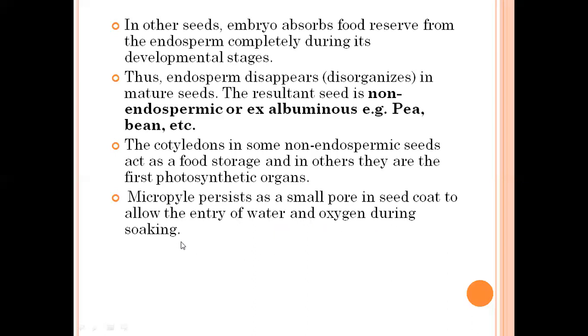Okay, micropyle persists as a small pore in the seed coat to allow the entry of water and oxygen during soaking. If we look at some seeds, for example groundnut, and soak them in water, a small opening is there at one corner. That is the micropyle. It persists as a small pore in groundnut. So the micropyle persists as a small pore in the seed coat to allow the entry of water and oxygen during soaking. In gram seeds also, if we soak them in water, at that time the micropyle persists as a small pore in the seed coat to allow the entry of water and oxygen during soaking.